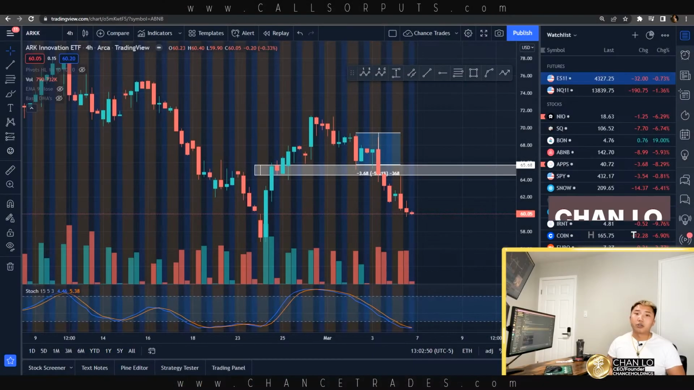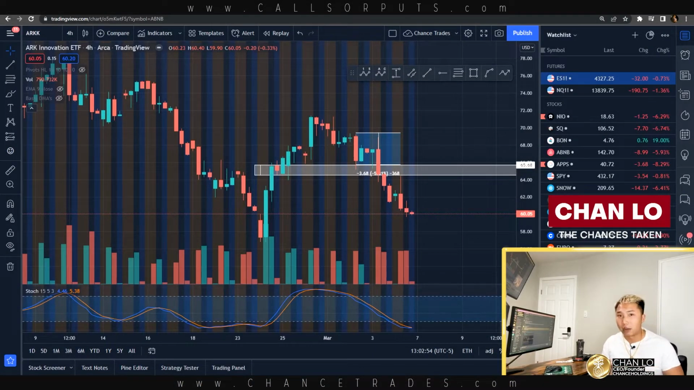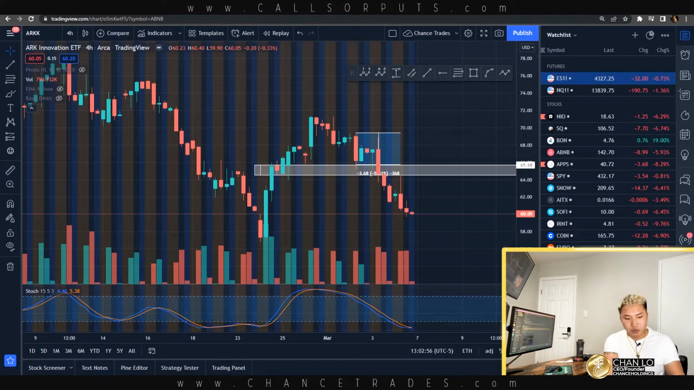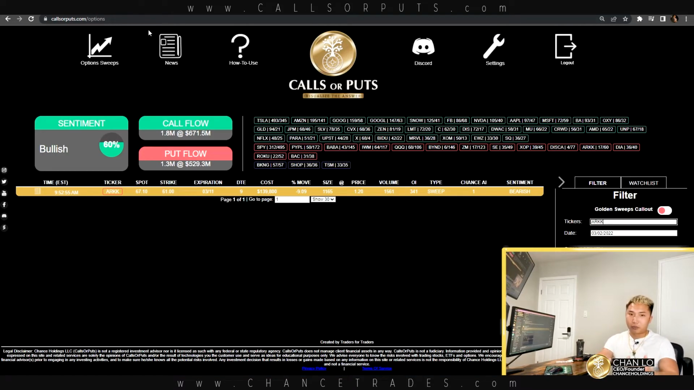You guys are not using the correct tools to trade, and let me show you what I mean. A lot of you use option sweeps, dark pool data, or even politicians and their insider trades and stuff like that. All of those can be useful for sure. However, you only need one tool.